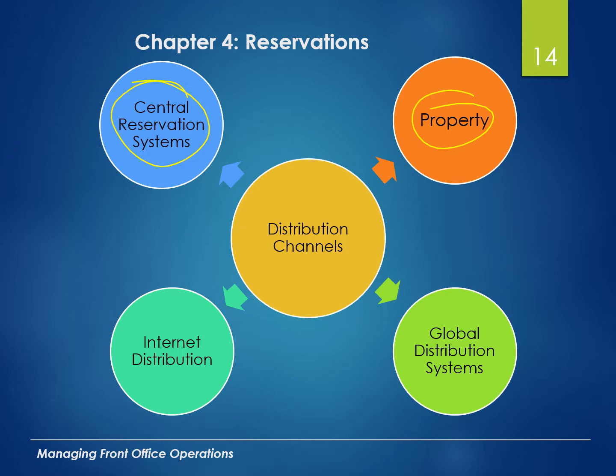Now, the difference between global distribution, GDS, and internet distribution, we talked about briefly in class. The GDS is primarily used by travel agents, and it also deals with airlines, rental cars, all that stuff is connected to the global distribution system. The average person is going to use the internet distribution system, the IDS, and those are your third-party online travel agents like Expedia, Hotwire, and we'll talk a little bit about those in just a few moments.